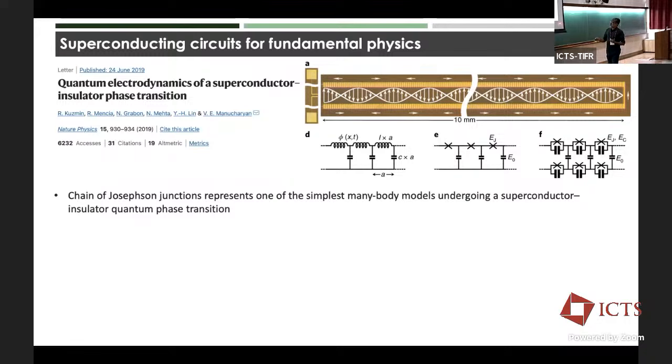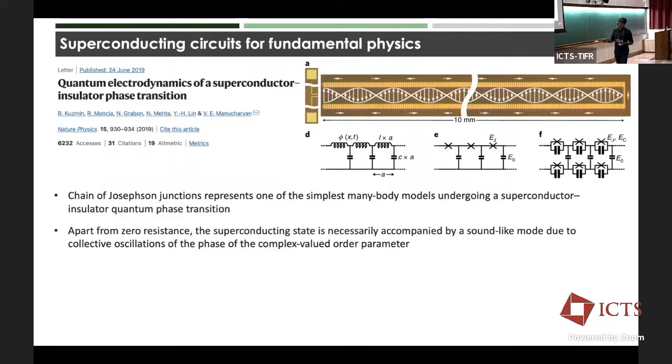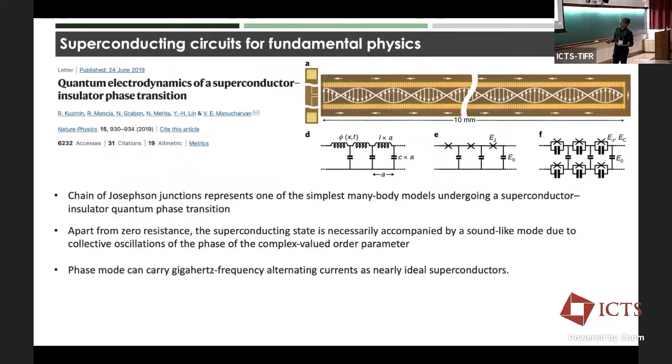So they say that the chain of Josephson junctions is one of the simplest many-body models undergoing a superconductor-insulator phase transition. Here they say that apart from the zero resistance mode, the superconducting state has this sound-like mode due to the collective oscillations of the phase of the complex-valued order parameter. And I think this had not been explored in these kinds of regimes. Here they demonstrate that this actually is there, and it can carry high frequency gigahertz currents. And this is the physics of the electrodynamics of a Bose gas.